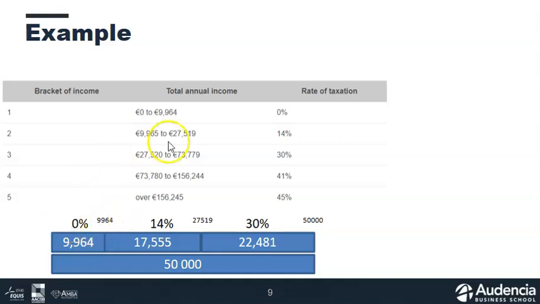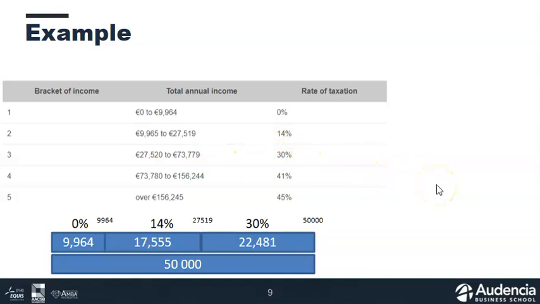The first 9,964 euros are not taxed at all, so this is zero tax. The next block of money, anything earned between 9,965 and 27,519, is taxed at 14%. That equals 17,555 euros. And what's remaining, the 22,481 euros, will be taxed in this bracket here at 30%.